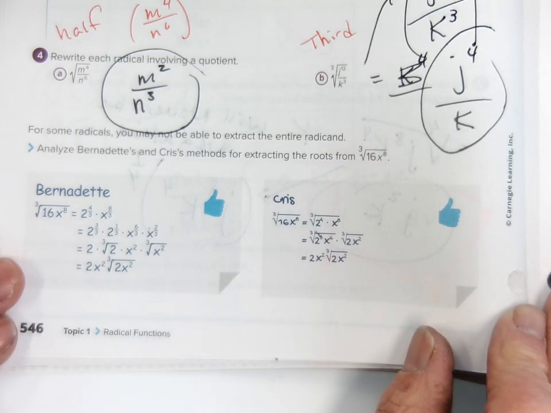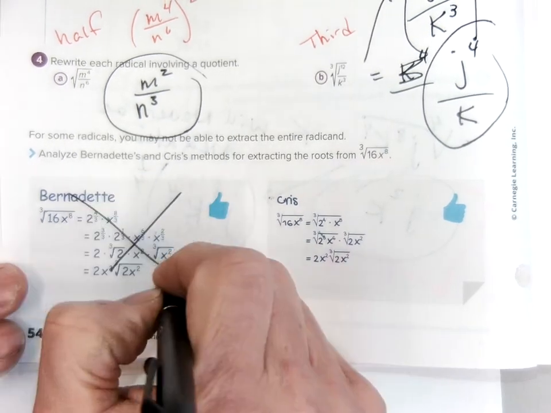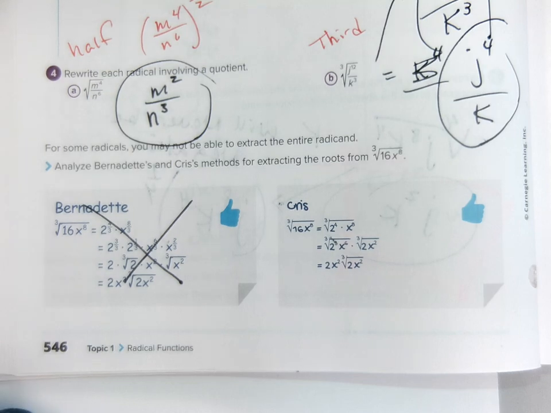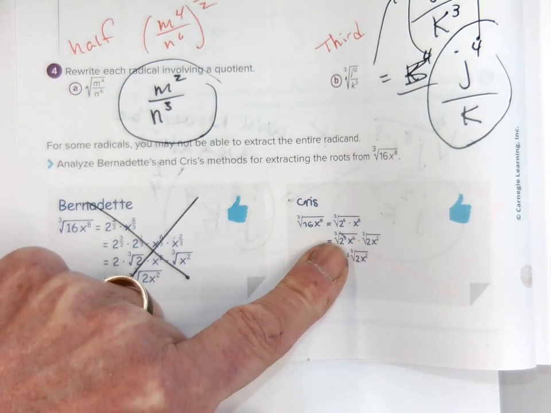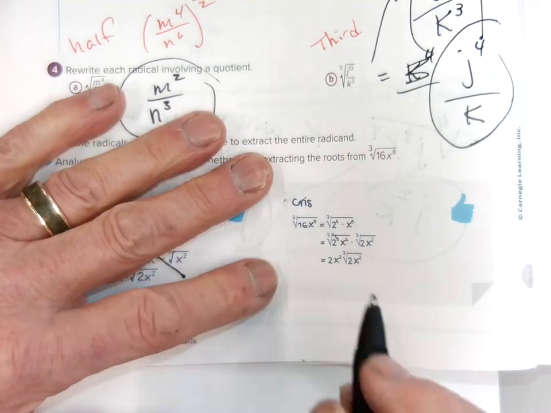Now, if I slide down to the very bottom here, Bernadette and Chris, they do this two different ways, okay? Now, watch this. I do not like Bernadette's way, personally. You can look at Bernadette's way if you want to. That's not the way I like to teach it. This is the way I teach it, because we reduce the root. So what did Chris do? He did what we did.